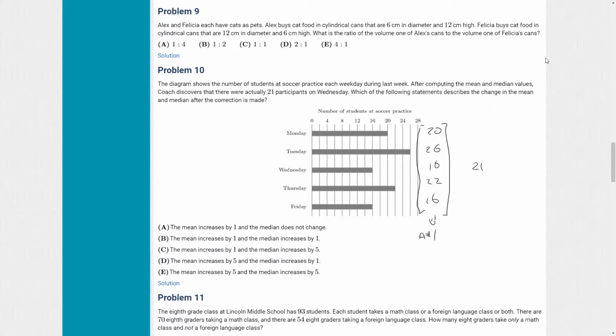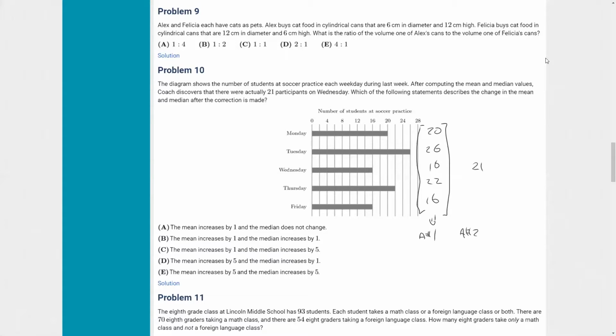What happens if we change Wednesday from 16 to 21? The sum of the set of numbers increases by 5. And when it increases by 5, we still have to divide by 5. That means that average number 2 is 1 greater than average number 1, because the total sum is 5 greater than the first set of numbers.